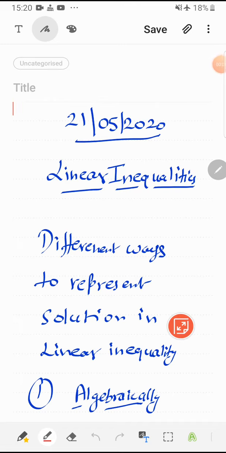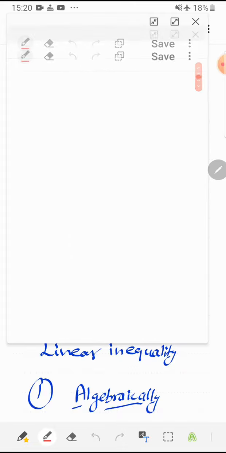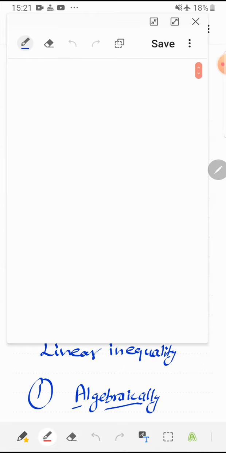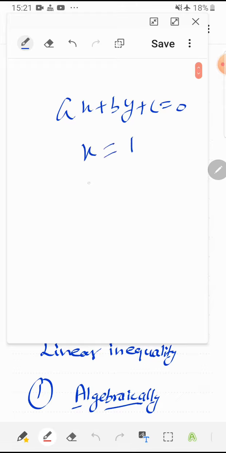Hello students, today we are going to discuss the topic linear inequalities. Students, we have done linear equations in 10th class, and linear equations are like ax plus by plus c is equal to 0. It is a linear equation in two variables. And sometimes we have a linear equation in one variable also, like x is equal to 1, y is equal to 3, something like that.